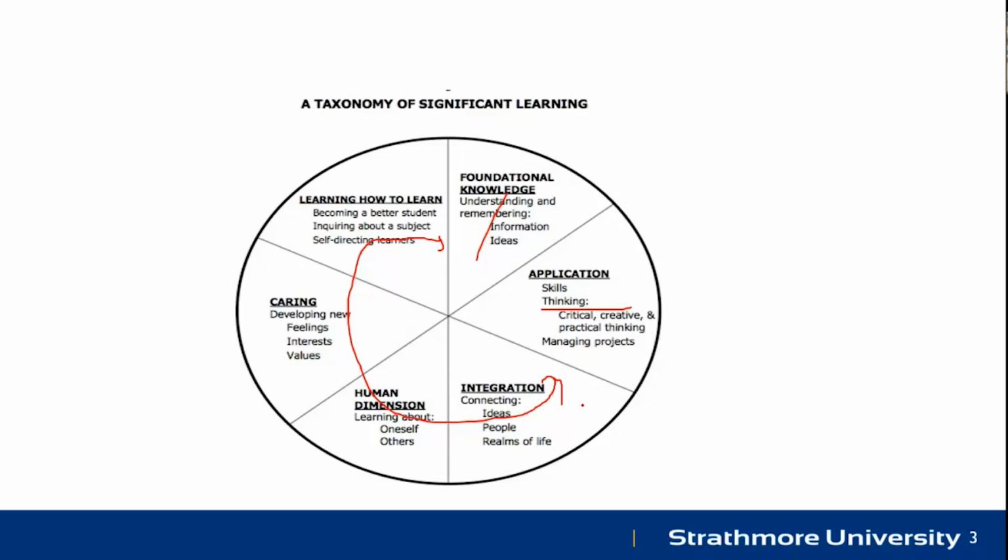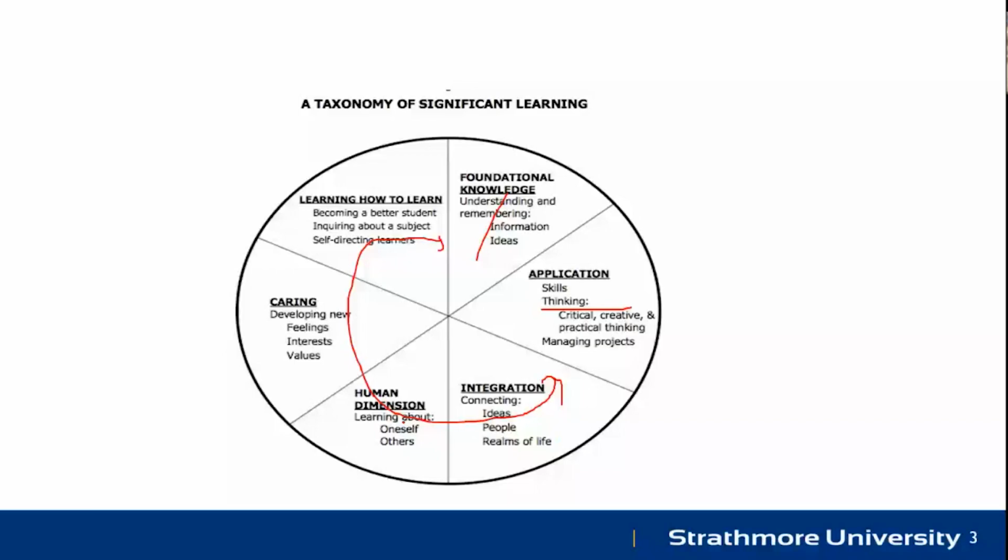So the taxonomy of significant learning will really assist us in coming up with learning outcomes or even teaching and learning activities that will enable students to integrate ideas, people, and realms of life. When we teach our courses, do we teach them independently? We don't relate them to other courses. Even in the course itself, when you're teaching the topics, do you teach them in silos or do they flow? If you come up with a concept map, you'll be in a position to enable students to integrate this.